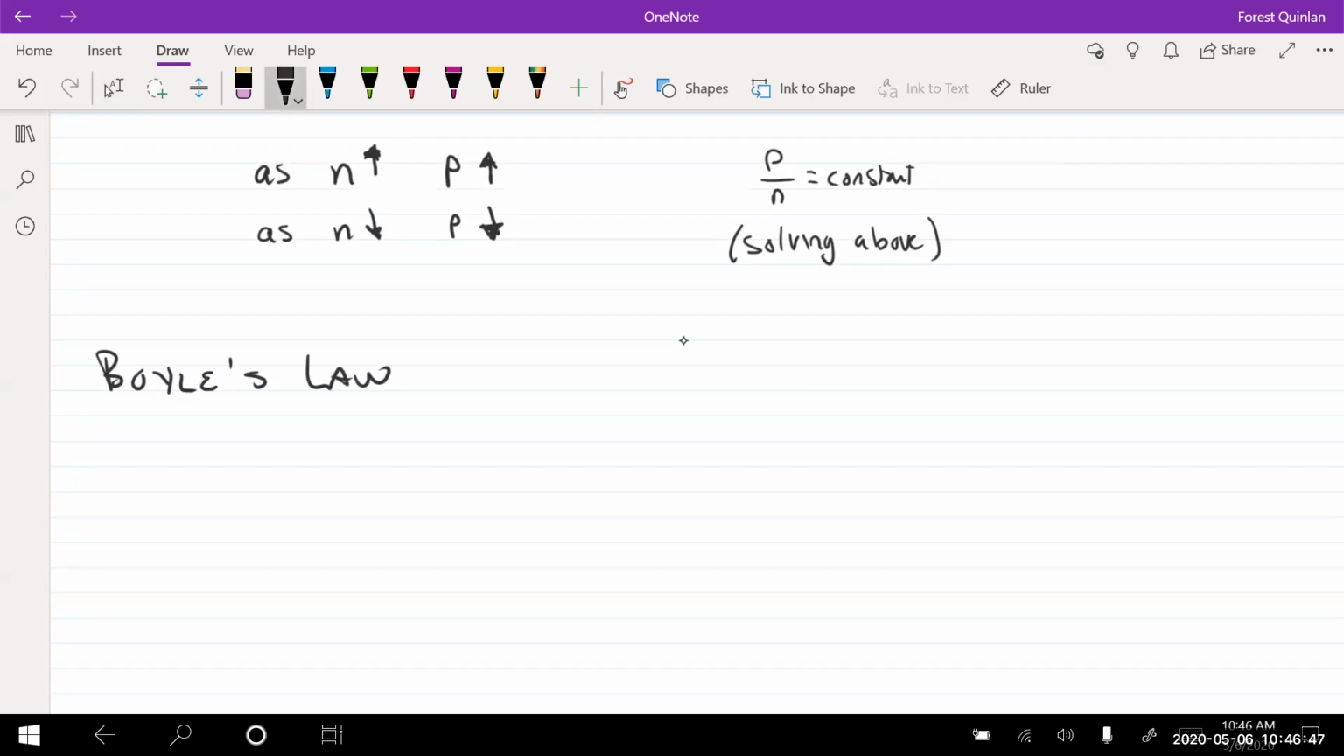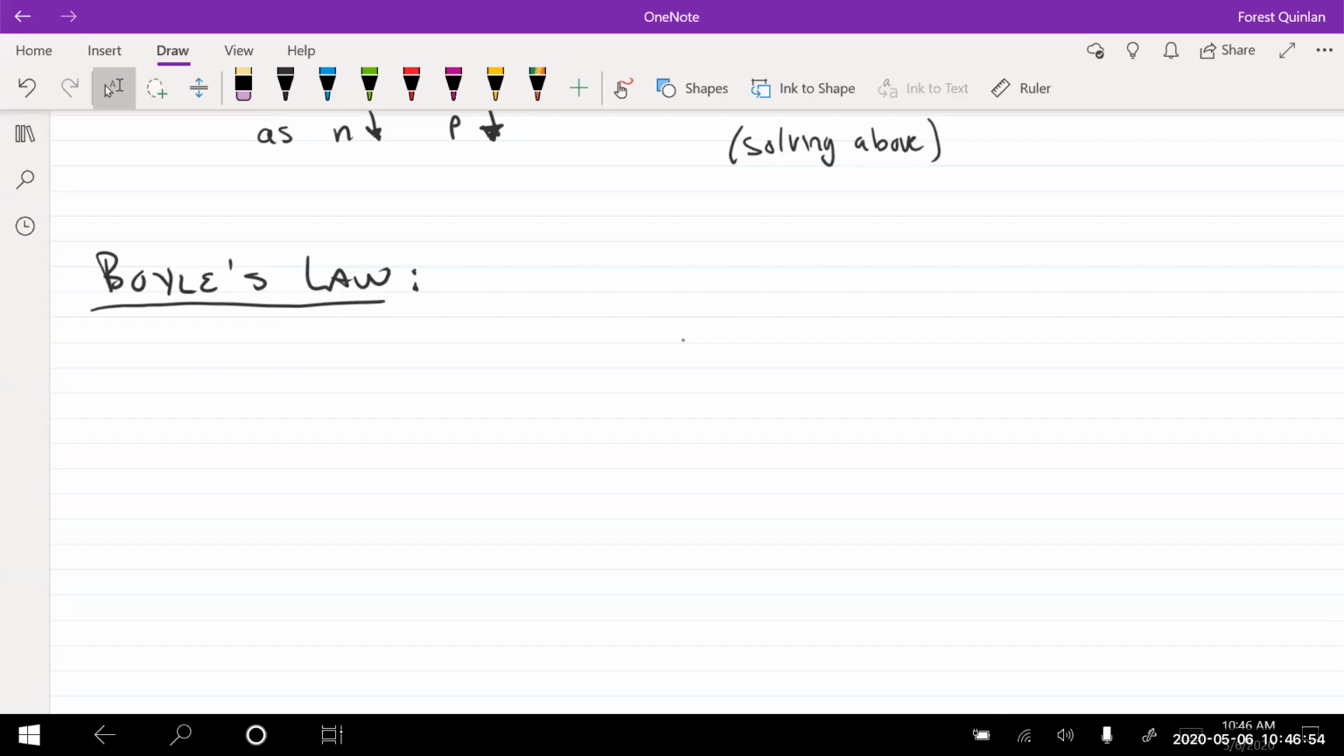This one is perhaps the least intuitive, and I wish I had my vacuum chamber to show you. Boyle's law is going to keep a constant number of moles and temperature. It's going to look at pressure versus volume, okay?